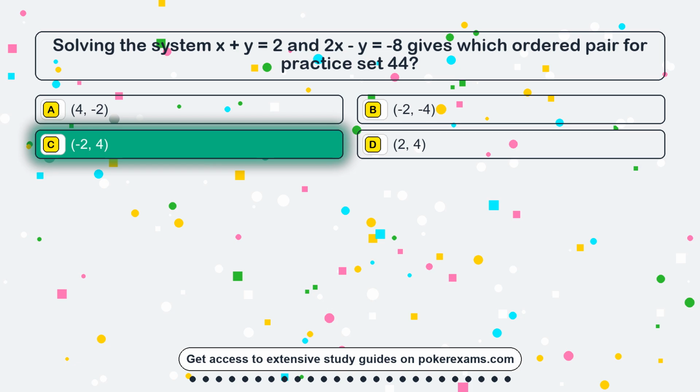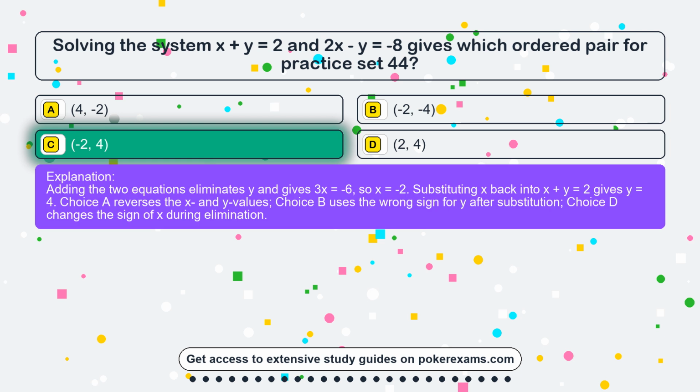The correct answer is option C, minus 2, 4. Adding the two equations eliminates y and gives 3x equals minus 6, so x equals minus 2. Substituting x back into x plus y equals 2 gives y equals 4. Choice A reverses the x and y values, choice B uses the wrong sign for y after substitution, choice D changes the sign of x during elimination.